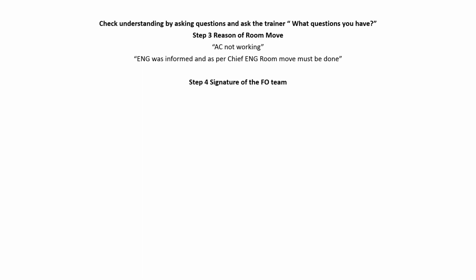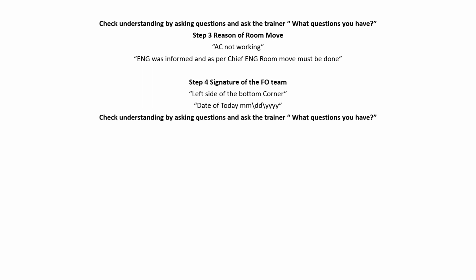Then you go again to step 3. Write the reason. What is the reason for the room move? Engineering was informed, and the chief engineer advised that we have to change the room. This also should be written. Step 4, sign. Front office should sign. The signature goes in the left corner. Then the date of today; the date format should be month, day, year, or day, month, year, whatever it is, but it should be standardized and followed all the time. Check understanding by asking questions. Again, every 2 steps you need to stop and ask questions.